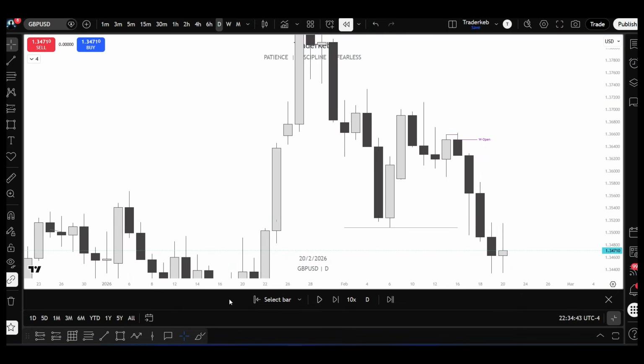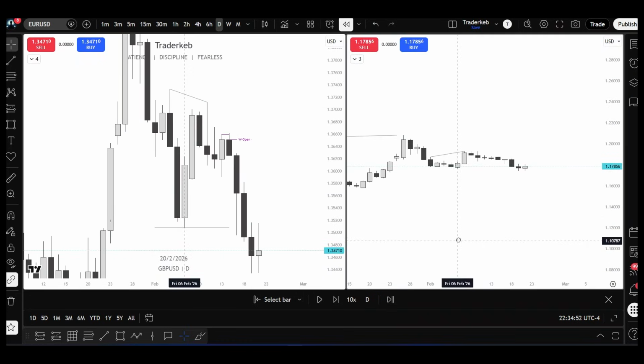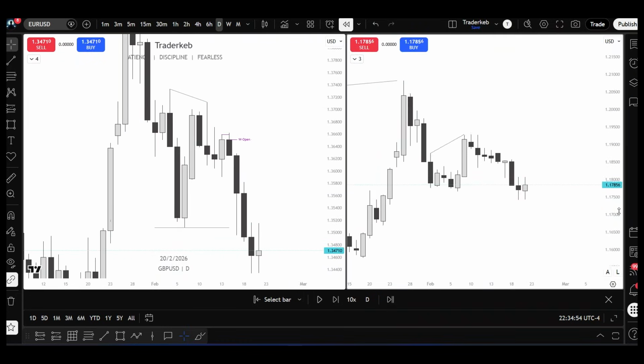Let's take a look. We had already an SMT here from this high, right? We had already an SMT. Let me bring out this pair so you'll see exactly what I'm talking about.